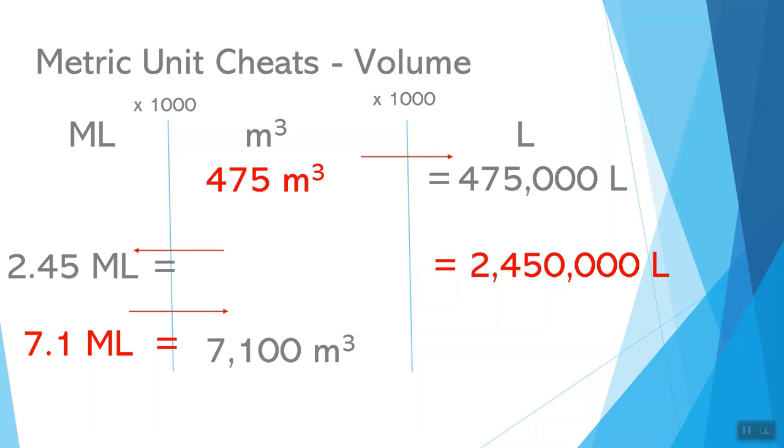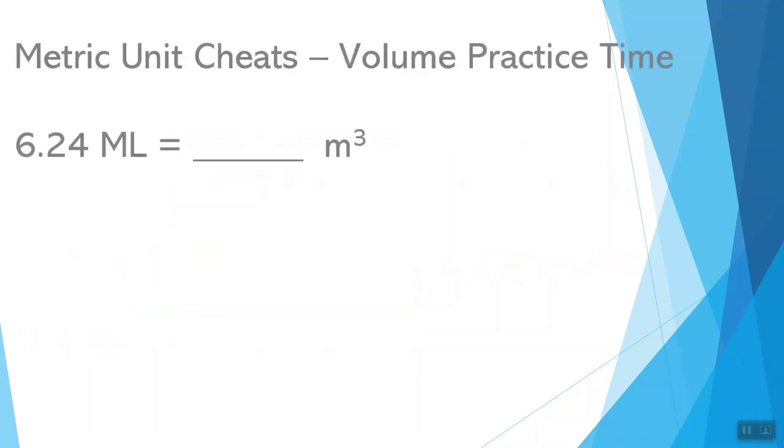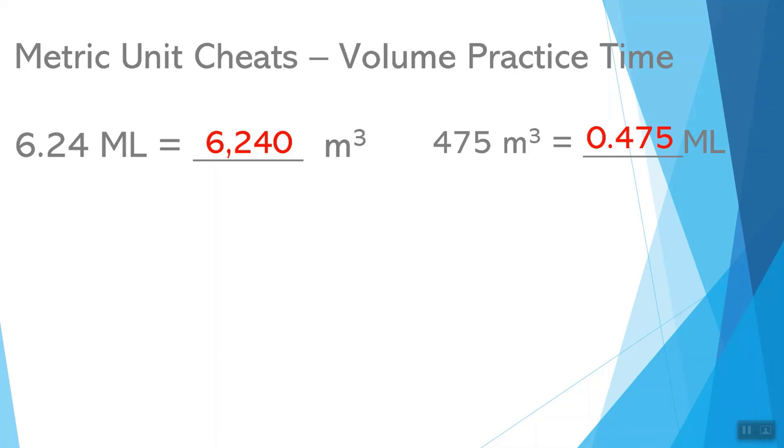So let's see if you can do these without the columns. Now you have to visualize these. So you tell me, if you have 6.24 megaliters, how many cubic meters is that? Well, remember, we're in the left-hand column, you're going to the middle, to the right, so that would be 6,240 cubic meters. 475 cubic meters, you're in the center column, and megaliters is to the left, so you move the decimal place to the left, and that works out to be 0.475. Now I've walked you through the first 2. Let's see how you can do with the next 2.